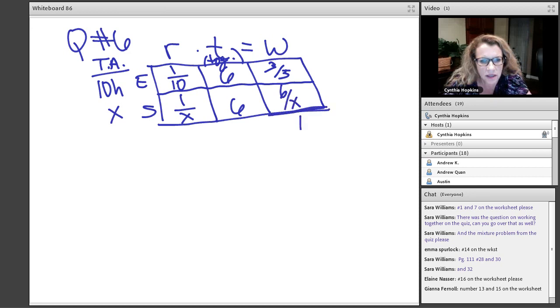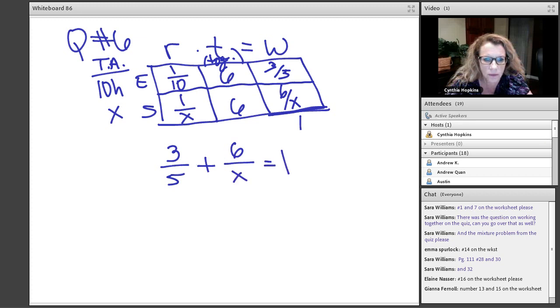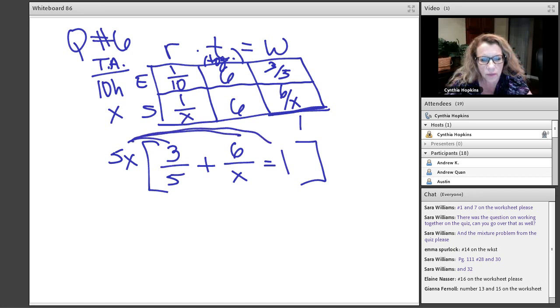And as I just did in the last example, we want to set the sum of their work together to equal 1 because we want them to get 100% of their job done. And 100% equals the decimal equivalent 1. All right, to get rid of my denominators, I want to multiply by 5x. Don't forget, every single term on both sides of the equal sign has to get multiplied by 5x.